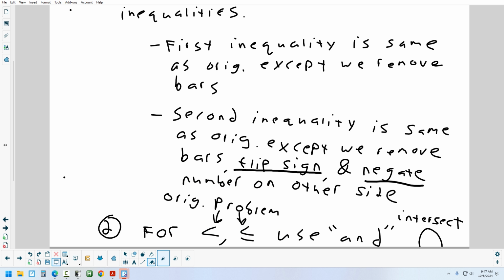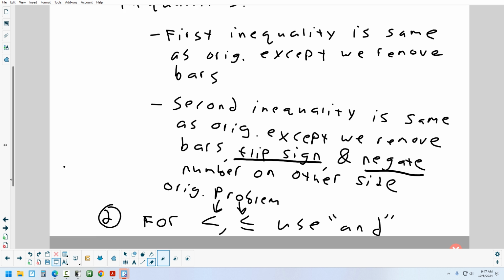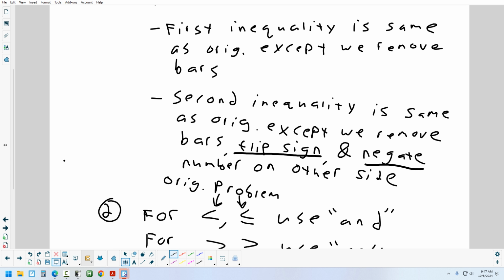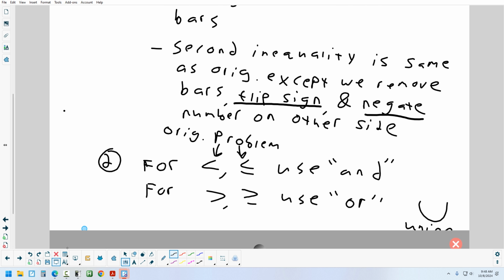When you look at the original problem, if the original problem has any kind of a less than symbol, less than or equal to, the final answer needs to have the word and in it. What do you think the 2 symbols are that you would use the word or for? Right, and the way I remember that is I pronounce it, instead of saying greater, I pronounce it as greator. Think of it as a greator or equal. If you say it as greator, you'll remember greater is an or. That's how I remember it. So less than is the and, greater is an or.